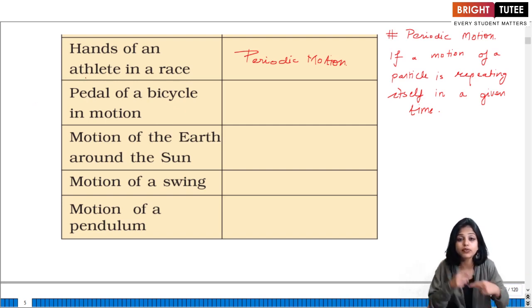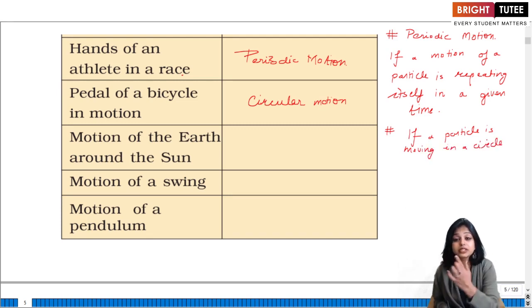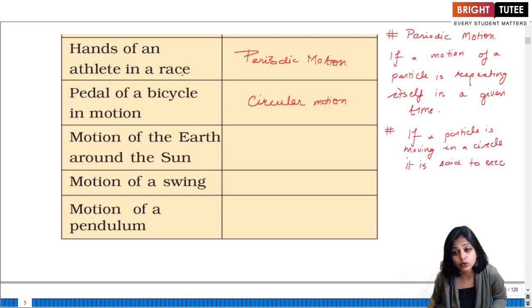Now the next one is the pedal of a bicycle in motion. What is the pedal in a bicycle doing? It is executing circular motion. If a particle is moving in a circle, definitely it will be periodic because the circle carries on in the same circumference over equal intervals of time. It passes on the same points. So if a particle is moving in a circle, it is said to execute circular motion. If you have ever seen the pedals, you must know that that is circular motion.